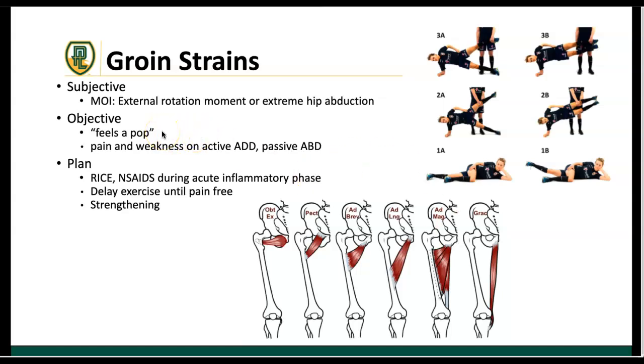They will most often report some type of pop, and they'll have pain with active contraction, which would be adduction, and then passive stretch, which would be hip abduction, right? So what do we do for these patients? We're going to strengthen. We're going to do both concentric and eccentric exercise.